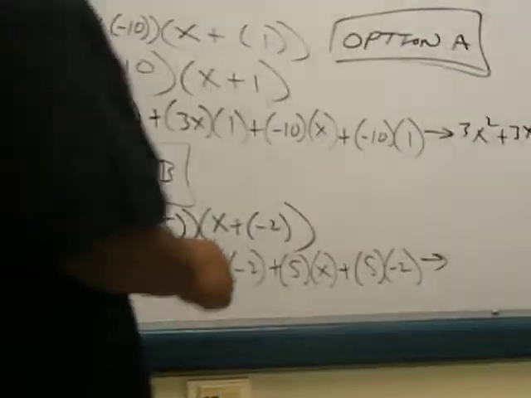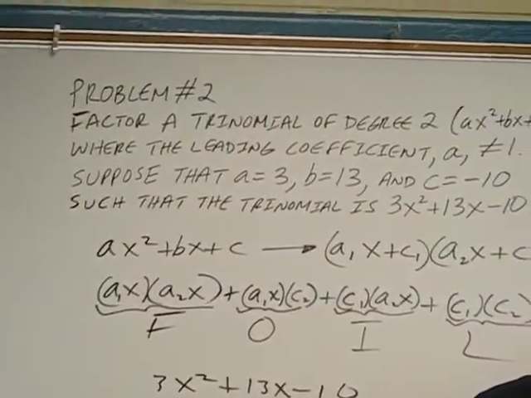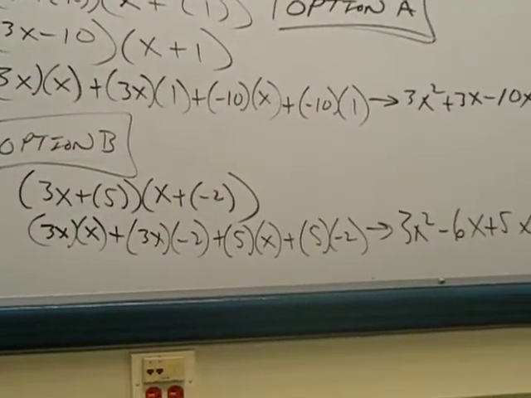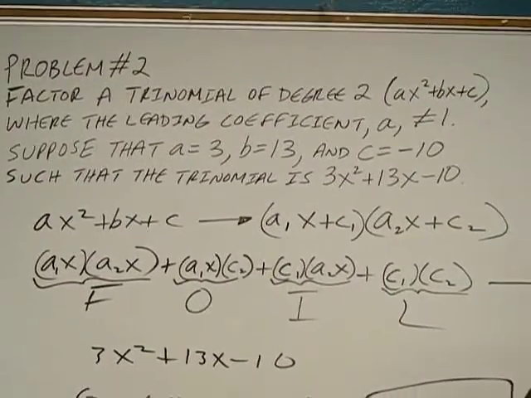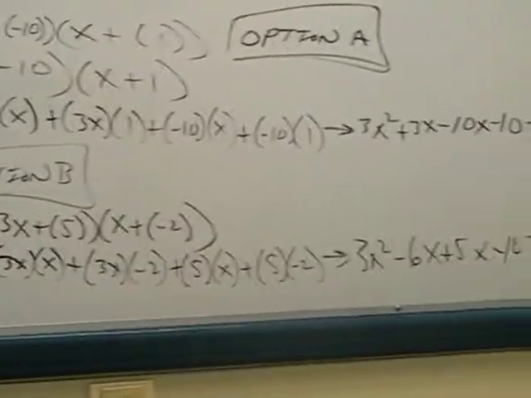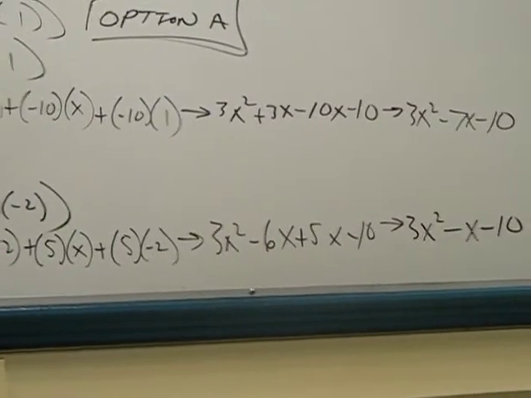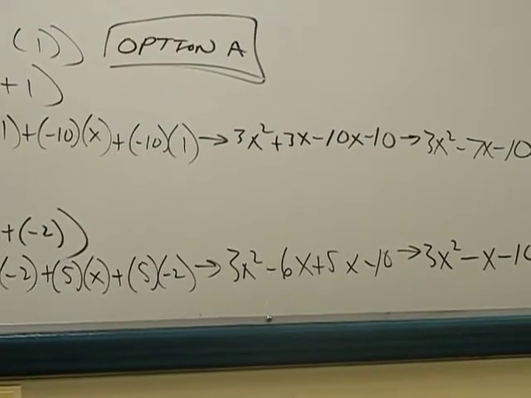That's going to give us 3x times x plus 3x times the quantity of -2 plus 5 times x plus 5 times the quantity of -2. Okay, so that gives us 3x squared minus 6x plus 5x minus 10. And then eventually that's going to give us 3x squared minus x minus 10. Is that our target? Nope, that's not our target either, because the first term and the third term are okay, but the middle term is the problem. We have a -x that we calculated here, but our target is supposed to be 13x.